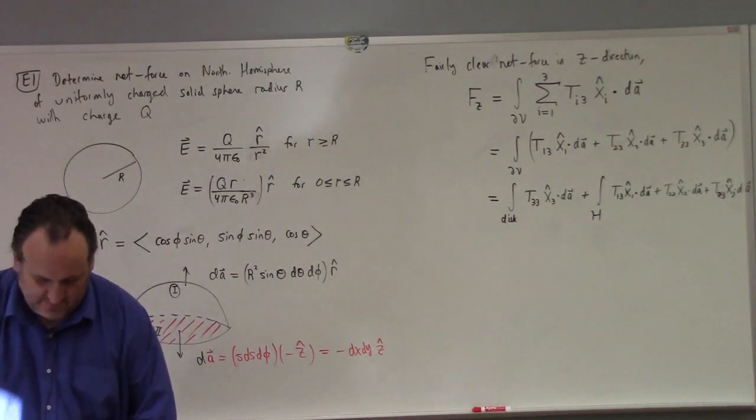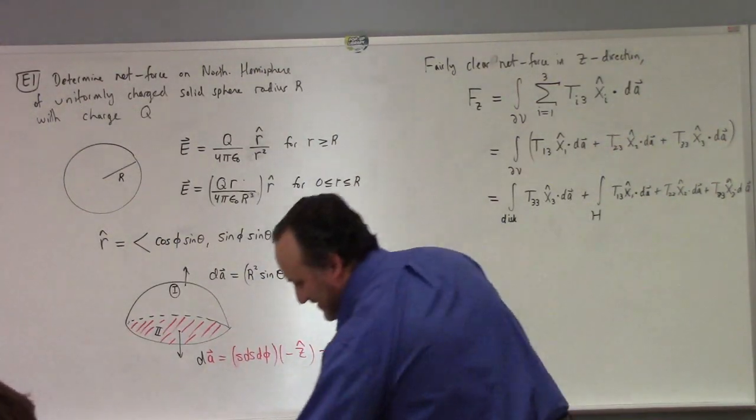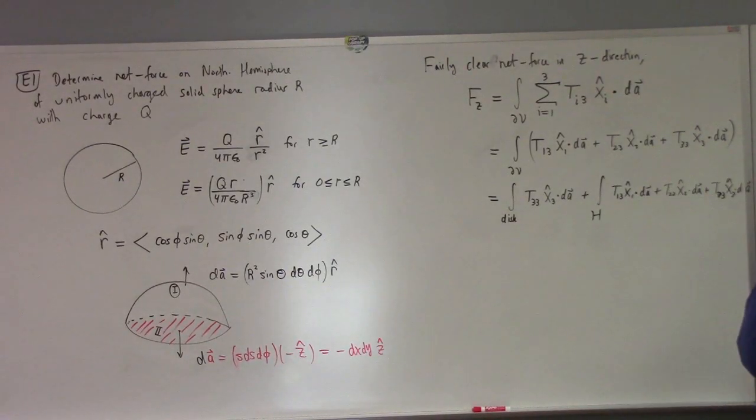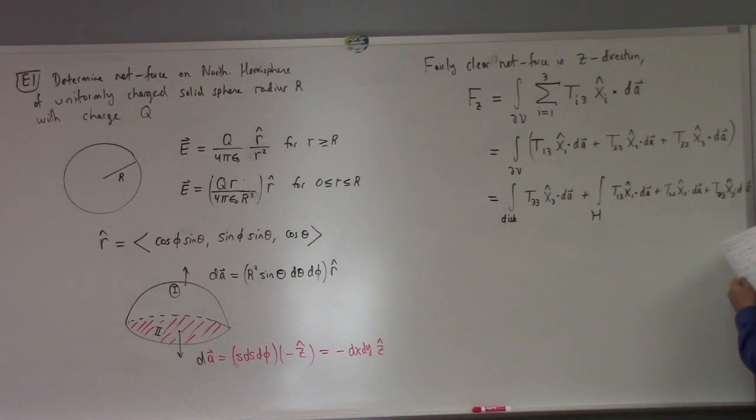So what are those? Here we go. T_13 is epsilon naught E_1 E_3. T_23 is epsilon naught E_2 E_3. T_33 is epsilon naught times E_3 squared minus 1/2 of (E_1 squared plus E_2 squared plus E_3 squared), which makes T_33 actually equal to epsilon naught over 2 times (E_3 squared minus E_1 squared minus E_2 squared).